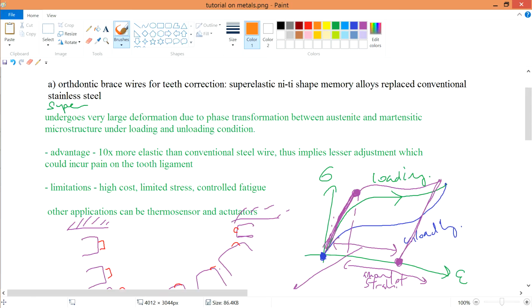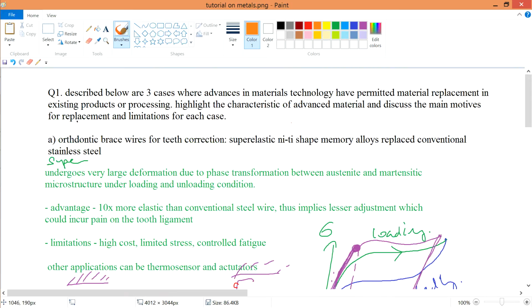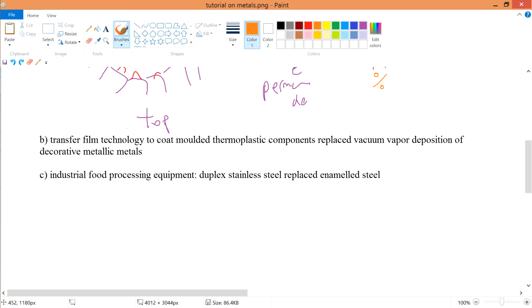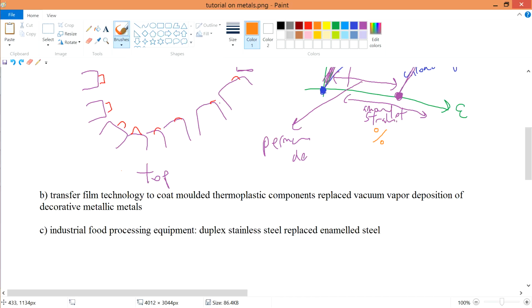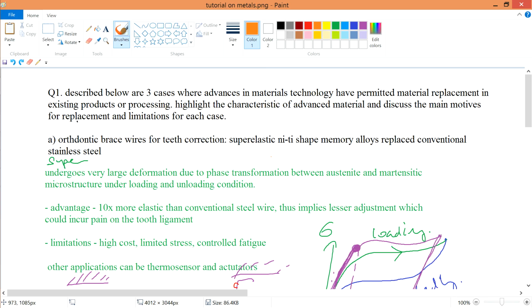Why do we use nickel titanium alloy to replace conventional steel? Okay, so in the next video we'll talk about why we use, for transfer films, some other material to replace some other material. So I shall see you there in the next video.